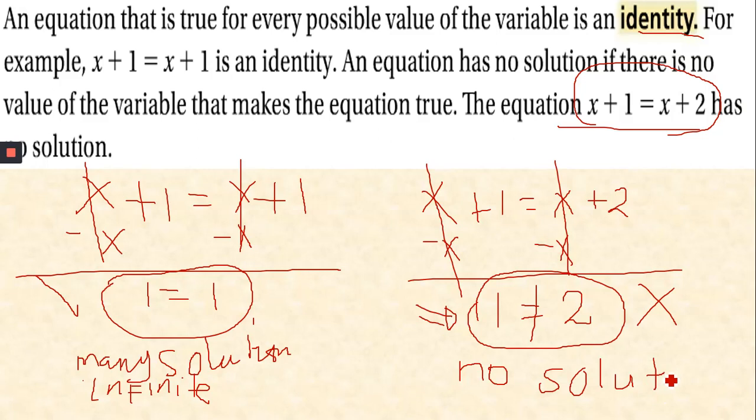Can you see now the difference? Again, if they are equal, it has many solutions or infinite solutions. But if they are not equal, it means that the given equation has no solution. There is no value of x that will satisfy the given equation. That is why it has no solution.